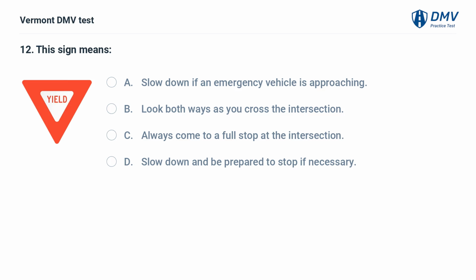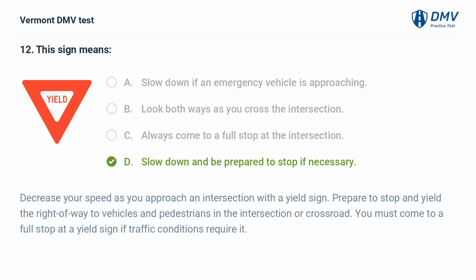This sign means A. Slow down if an emergency vehicle is approaching. B. Look both ways as you cross the intersection. C. Always come to a full stop at the intersection. D. Slow down and be prepared to stop if necessary.